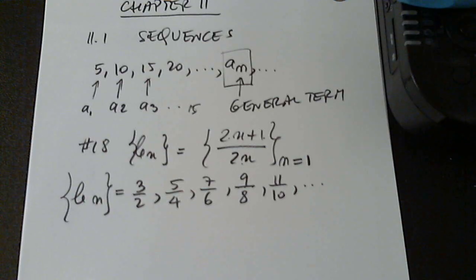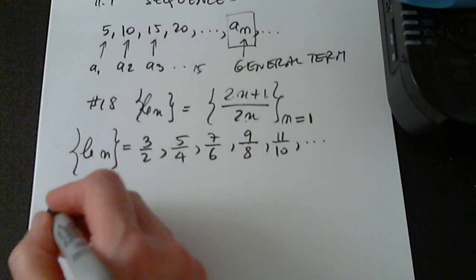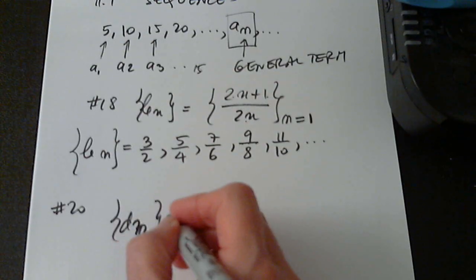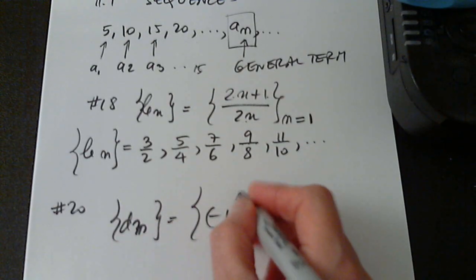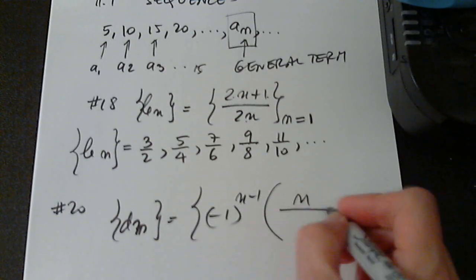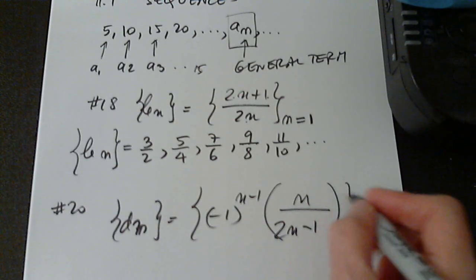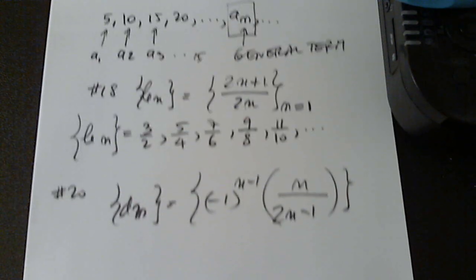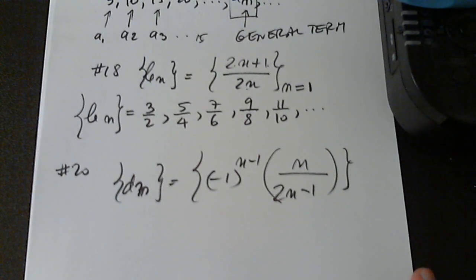In the next example, we're given something like this. This is an alternate sequence. Again, why? Because of this -1. And let's see what happens. So d_n is -1 raised to n minus 1 times n over 2n minus 1. The same question again. They're asking us to present the first 5 terms. Fine, let's do so.